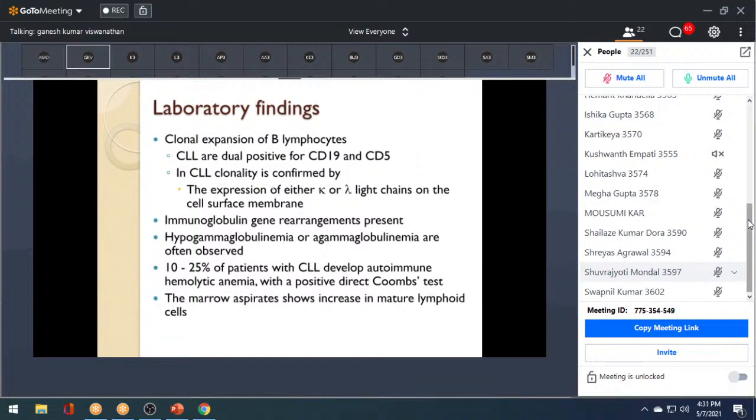And when you do flow cytometry, you can see dual expression of CD19 and CD5. Normally the B cells express CD19, but CD5 is absent, whereas in CLL, you can have both CD5 and CD19 present. There is monoclonality.